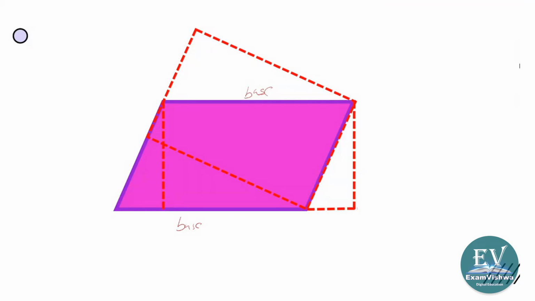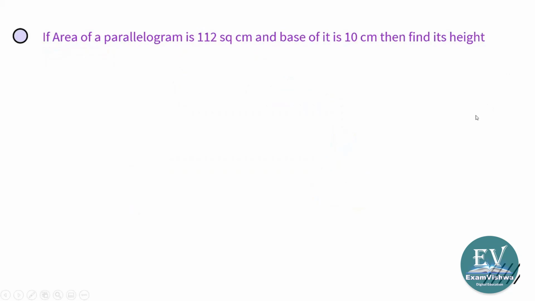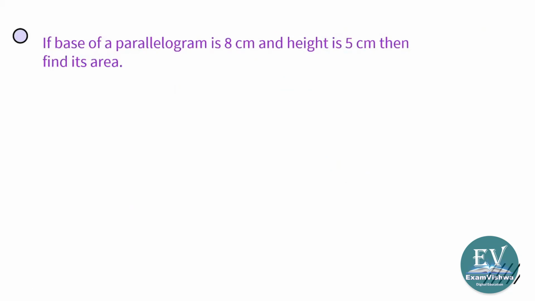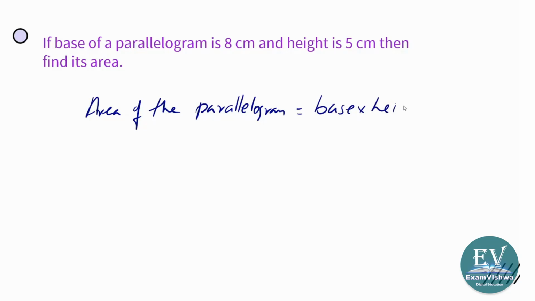Let me turn to your textbook. The base of a parallelogram is 8 cm, height is 5 cm, then find its area. It will be a simple straightaway question, because you know the formula to find the area of a parallelogram. You will simply apply that formula and say that the area of the parallelogram is calculated by base into height, and you will simply apply whatever is given and get the answer.